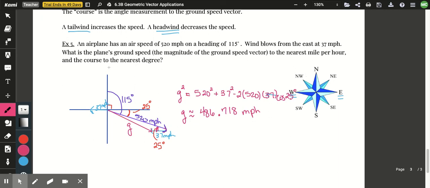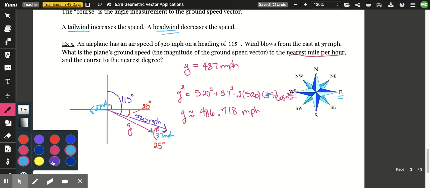Now, if I go up and look here, it says that we want the ground speed to the nearest mile per hour. So when I present this as an answer, I would say that the ground speed is approximately 487 miles per hour. But I included more decimals than that because I'm going to need this value in order to find the next piece of information, the course.